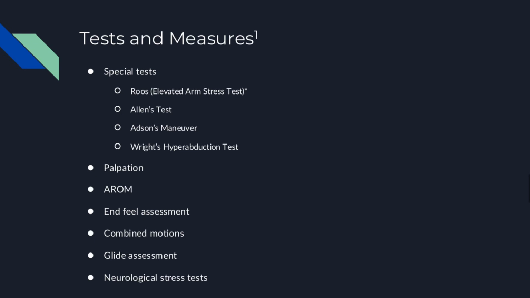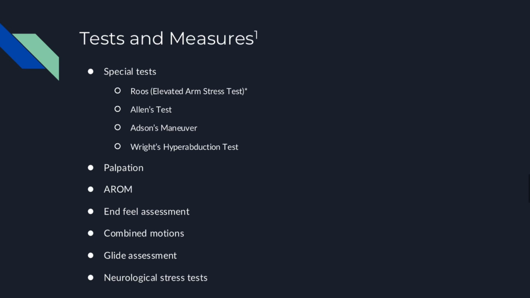For tests and measures, it'd be important in any spine test to go through palpation and active range of motion first, but it would also be beneficial for thoracic outlet syndrome to test for end-feel assessment. A lot of times with these patients going through certain motions, you have to be very careful, but getting to hyperflexion, maybe sometimes hyperextension and hyperabduction can bring on symptoms for them and could bring up an empty end-feel. Combined motions as well, you want to be very careful when assessing these motions, especially in the scapulothoracic motions, as well as glide assessments.